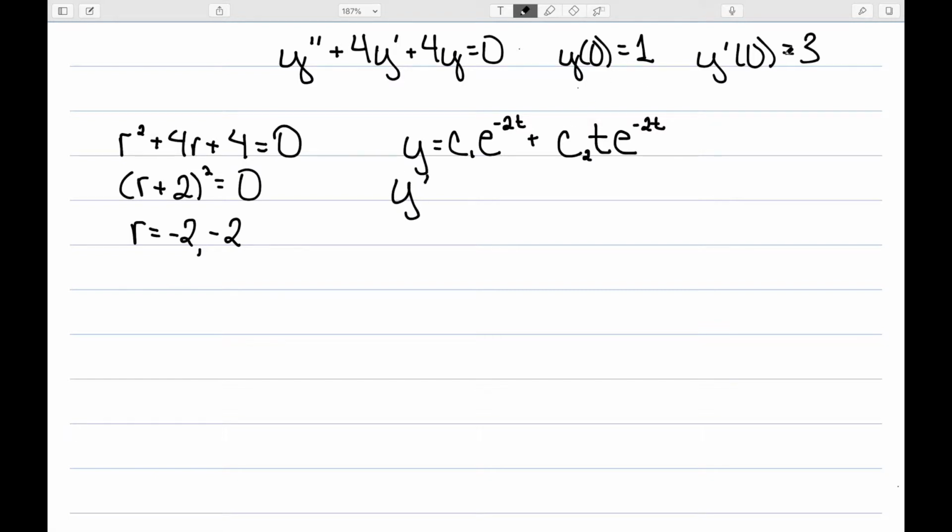Since our initial conditions also deal with the derivative, we need to take the derivative. We get minus 2c1 e to the minus 2t. And here we need to use the product rule. The derivative of the first times the second plus the first times the derivative of the second.